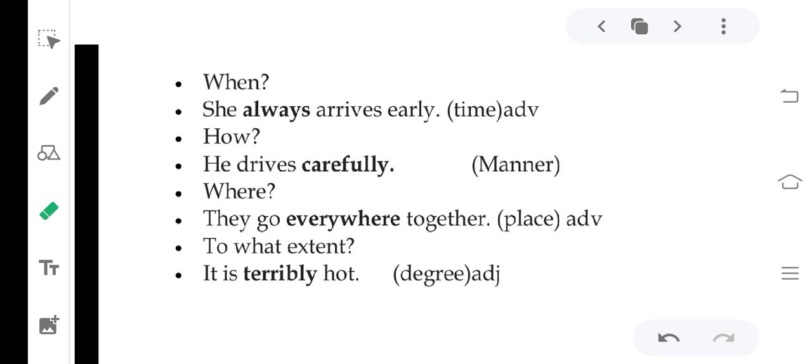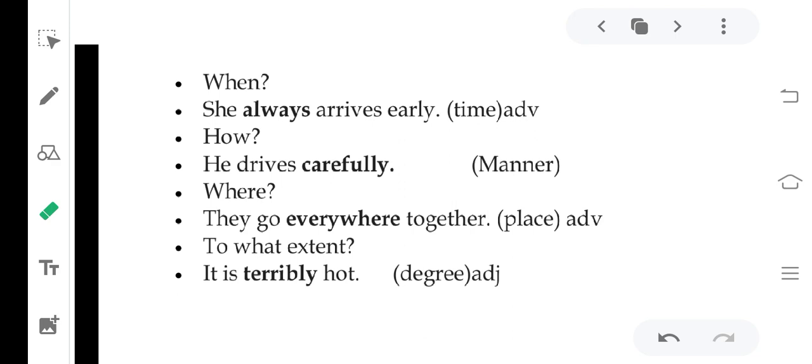In a simple manner, she always arrives early. So it is telling time, an adverb of time. Here always is an adverb, early is also an adverb. In this sentence this adverb is modifying another adverb. How? This is manner, in what way it happened. He drives carefully. How does he drive? He drives carefully. So it is modifying the verb.